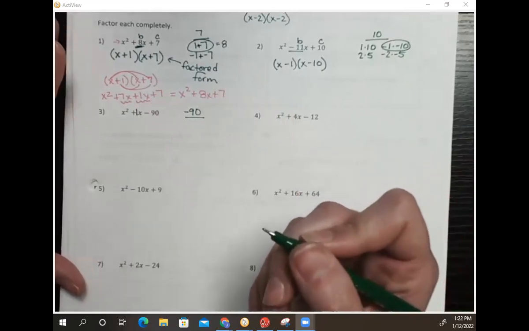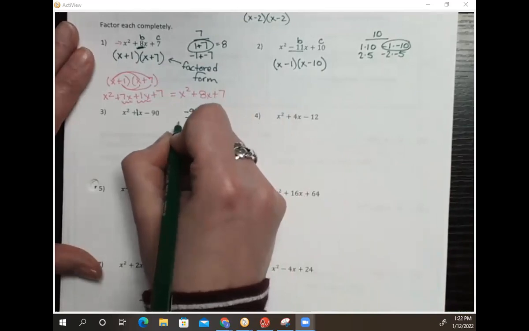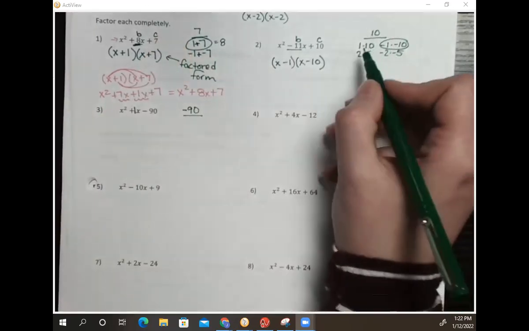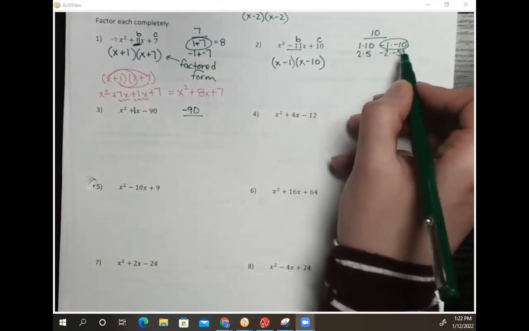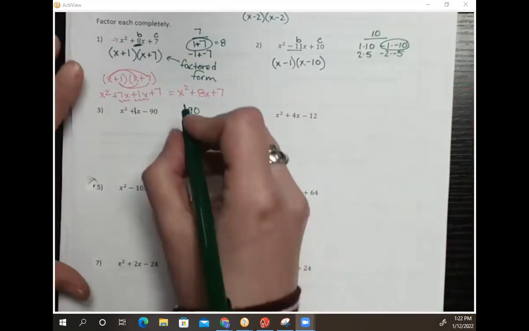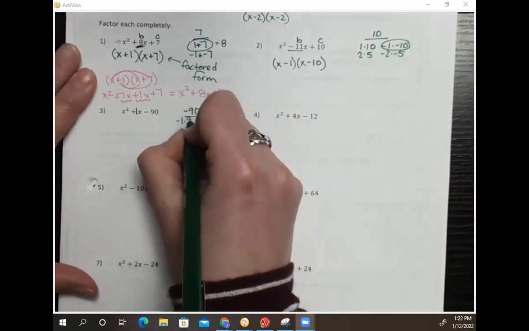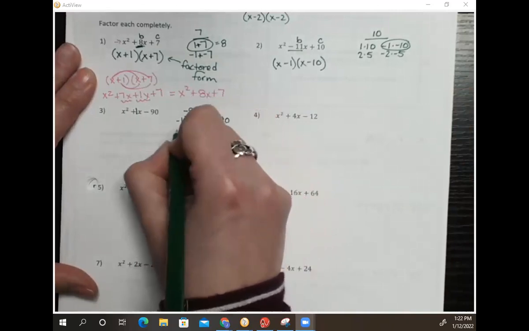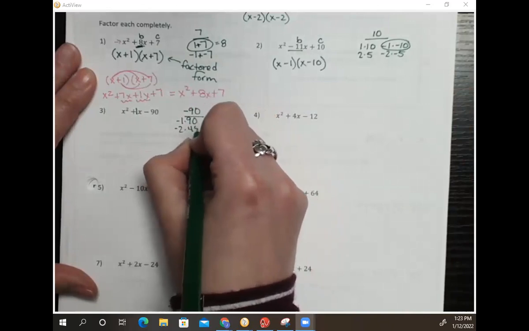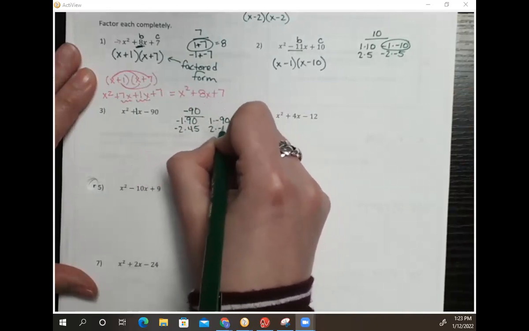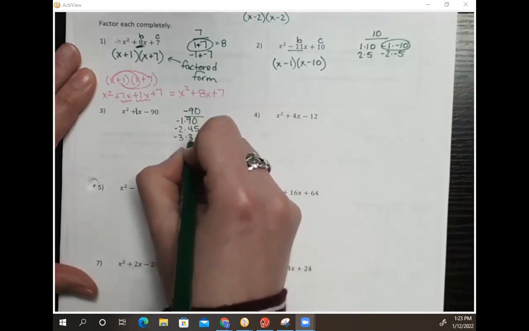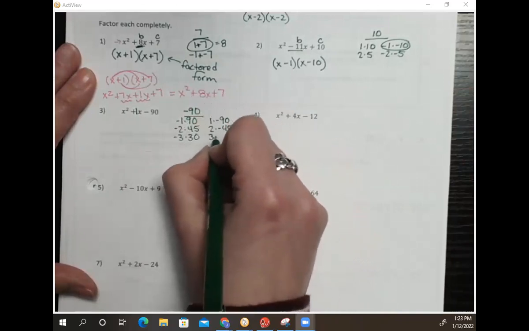I'm going to write out my list again, okay? So for negative 90, this time since we want a negative number, one of my factors needs to be negative, right? Before we were looking at positive numbers, so positive times positive or negative times negative. Here I've got a mix and match situation. So this could be negative 1 times positive 90 or 1 times negative 90. Negative 2 times 45 or 2 times negative 45. Negative 3 times 30 or 3 times negative 30.